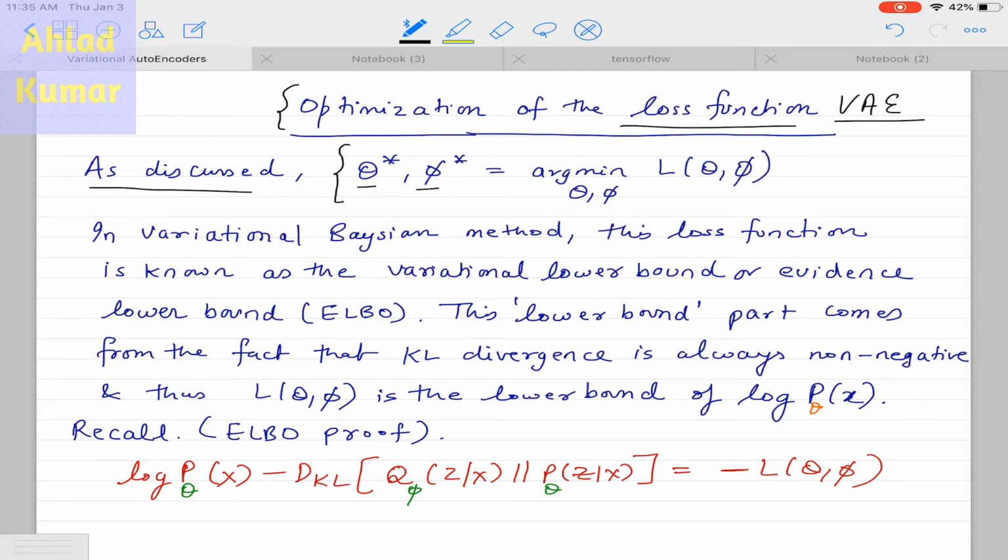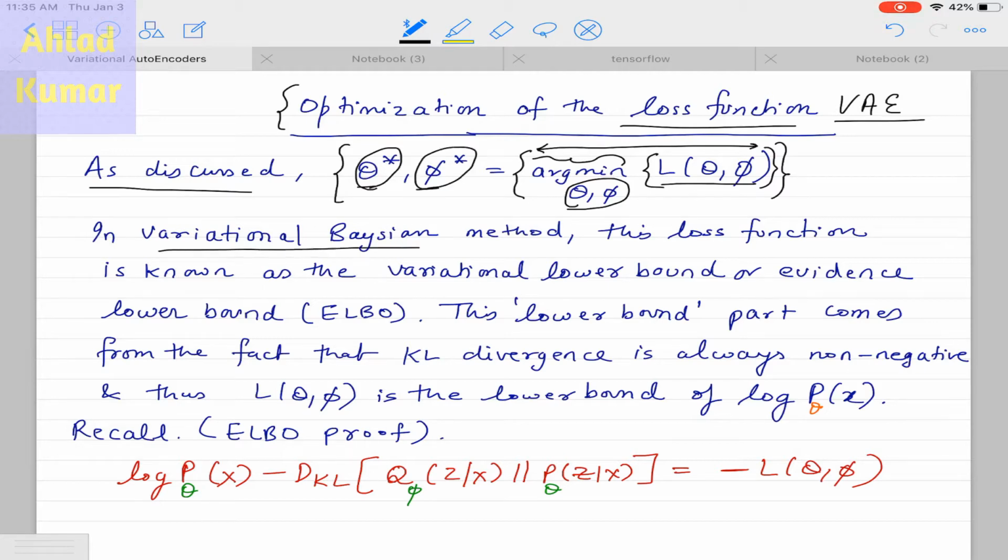That is represented in terms of the optimization framework as the argument that minimizes this loss function. That's why we write it as argmin. So the argument that minimizes this loss function L(theta, phi) over theta, phi, whatever value minimizes it, will be our optimal values of theta star and phi star.